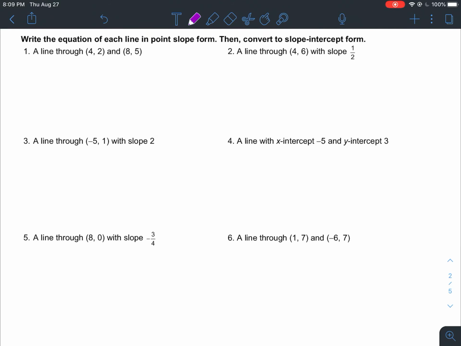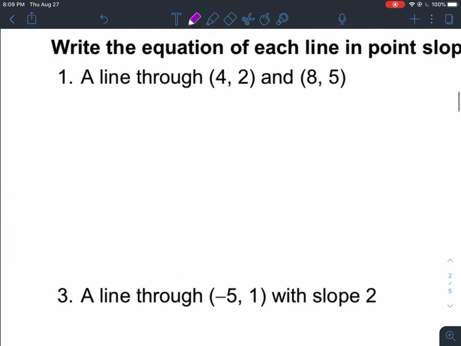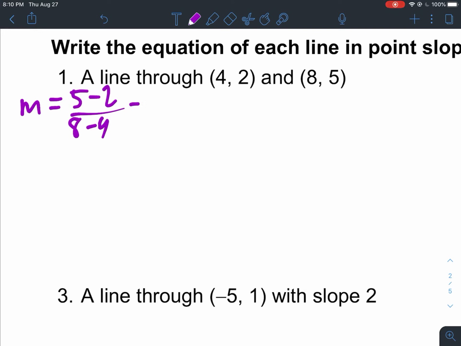So this is a lot of practice here. Write the equation of each line in point-slope form and convert to slope-intercept form. So we're going to do all 6 of these, starting with point-slope and converting to slope-intercept. For all 6, we need a point and a slope. For the first one, we don't have a slope, so we need a slope. Y minus y over x minus x gets us 3/4. That is not reducible. Pick a point. It doesn't matter which one. I'm going to use (4, 2).